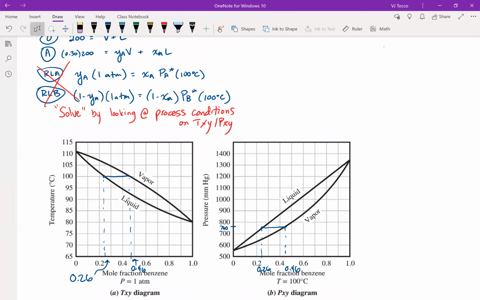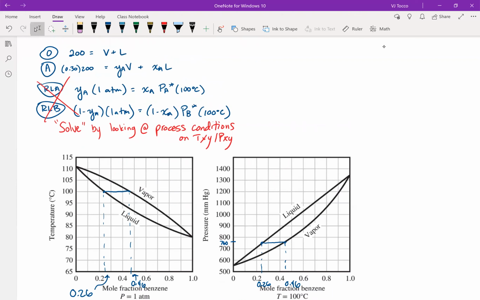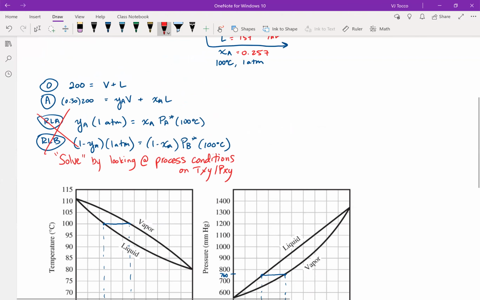I'll note here that if the problem, for example, asked me for 150 C in 1 atmosphere, and these were the only 2 diagrams I have, I would have to use the PXY diagram because the pressure is 1 atmosphere and I could just change the temperature. 150 C was a bad example because that's not at equilibrium. But hopefully you see my point that if you need a condition for which you don't have the PXY or TXY diagram for, you cannot use it.